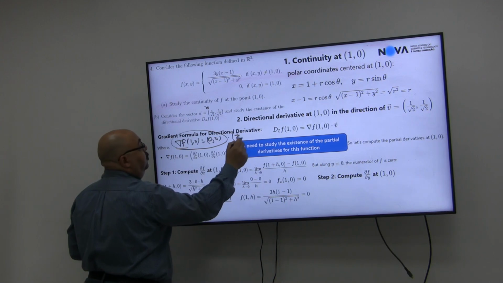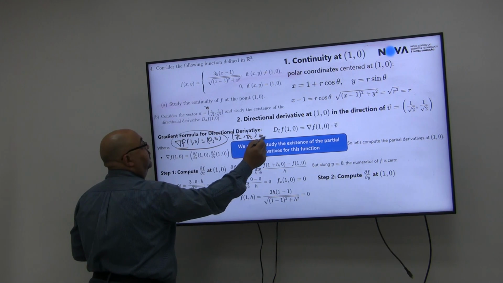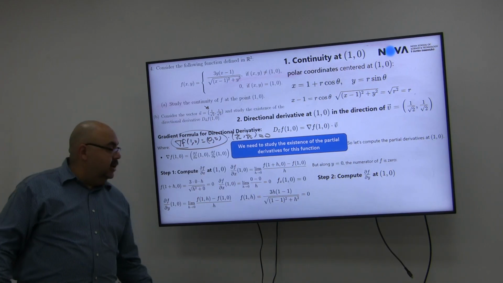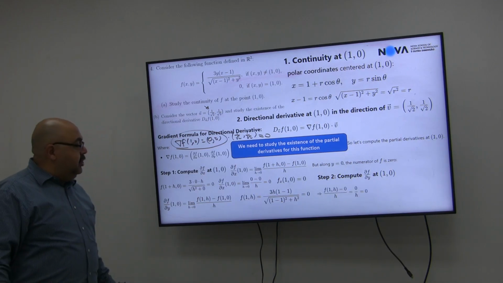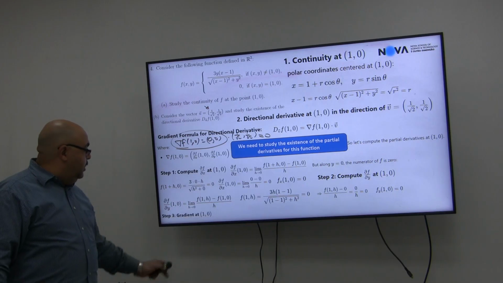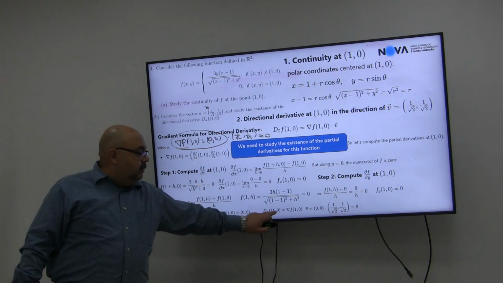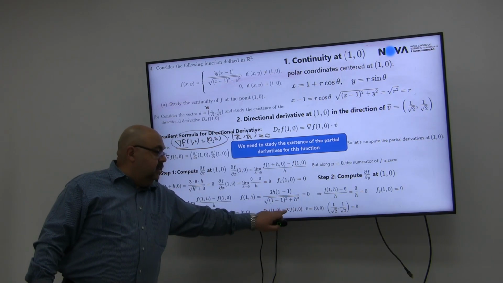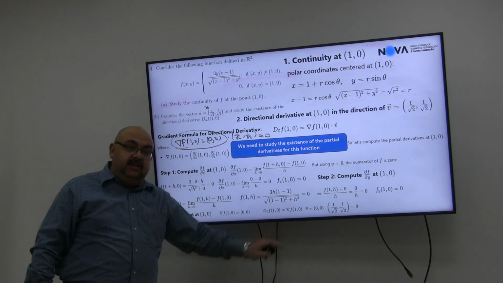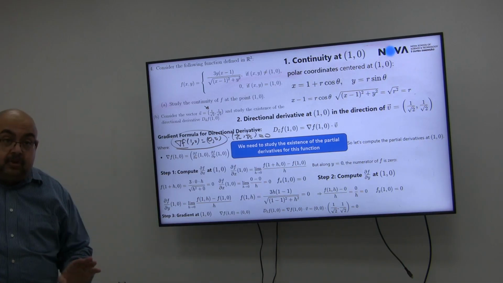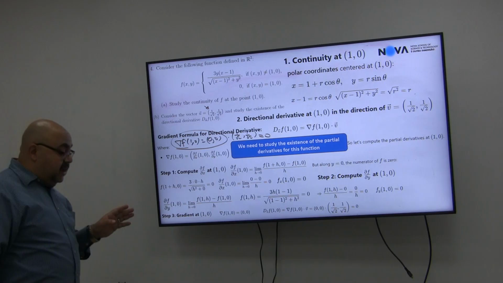Times 1 over root 2 and 1 over root 2, the result will be 0. Now I got the directional derivative. So once more, the directional derivative at the time being, here is the gradient vector at (1, 0), which is (0, 0). Then multiplying by v, since the gradient vector is null, the result of the directional derivative in this direction is going to be null also.